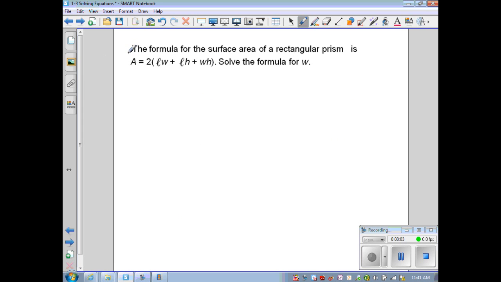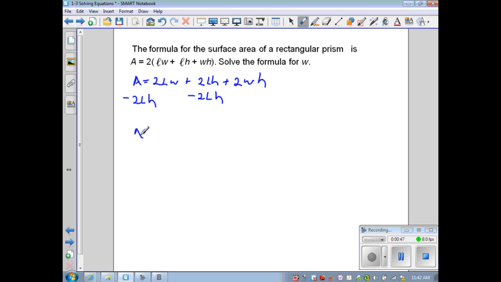Our next problem. The formula for the surface area of a rectangular prism is A equals 2 times the quantity of LW plus LH plus WH, and they want us to solve for W. Our variable that we're solving for is buried inside our quantity, and they're unlike terms. So let's simplify by distributing the 2. So that gives me 2LW plus 2LH plus 2WH. I want to get rid of my LH on the right side to get my variable terms alone. So I'll subtract 2LH on both sides.